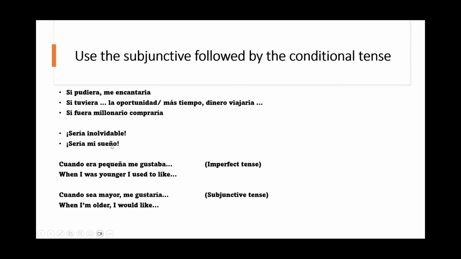Sería mi sueño. It would be my dream. Okay, so again, these two are nice. Again, at the end, the conclusion section of your writing, add these at the end.